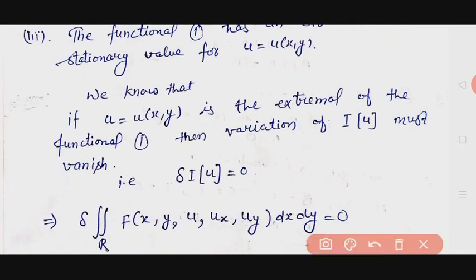Now we use the theorem as we discussed in lecture 3. If u is the extremal of the functional I, what will be the necessary condition? Then delta of I will be equal to 0. So we use the same theorem. I was given here as I of u equal to the double integral over the region R of f of x, y, u, ux, uy. Similarly delta of I will be equal to delta of that integral.